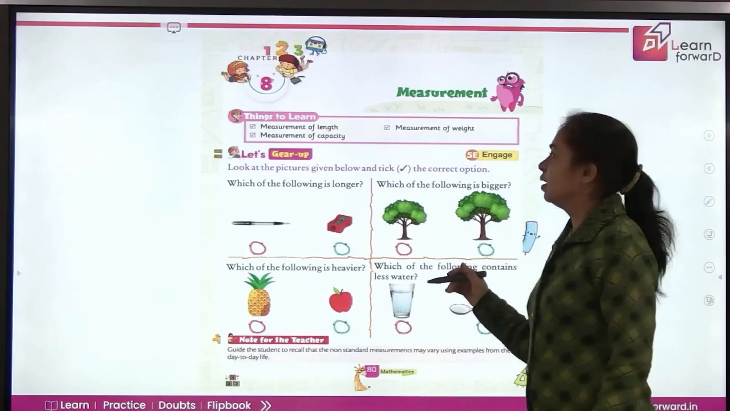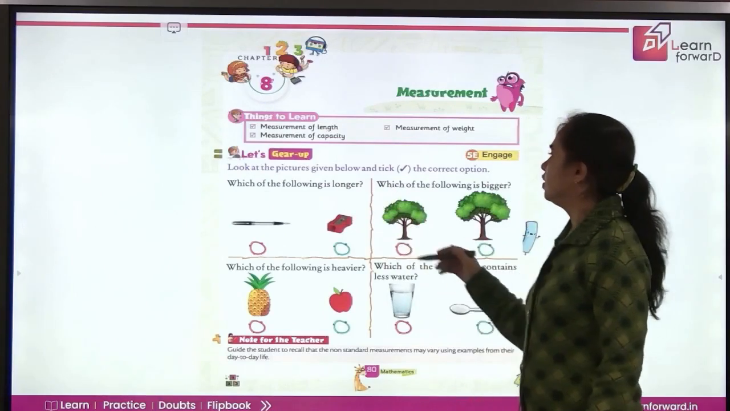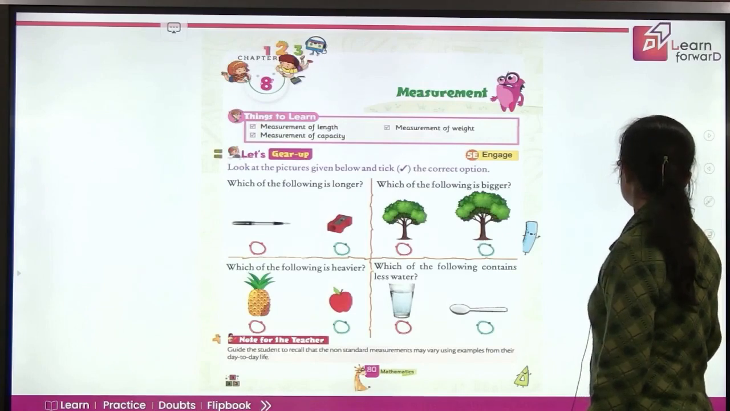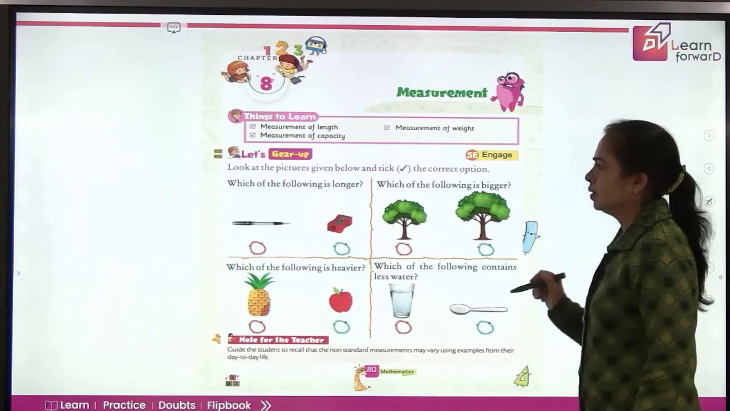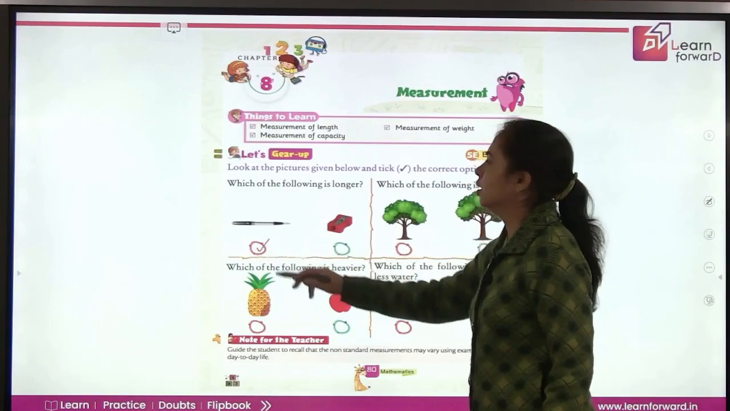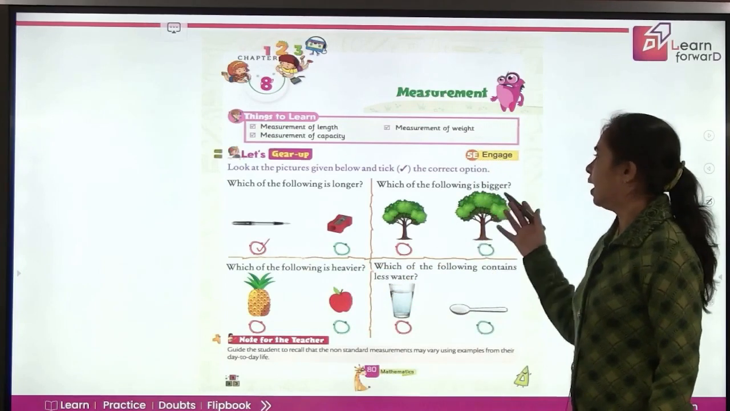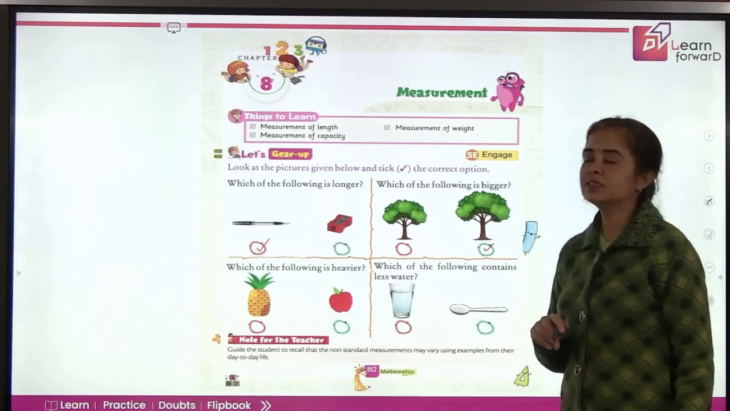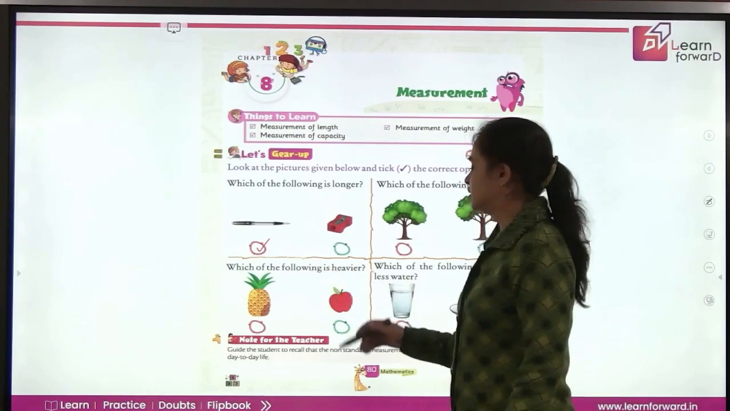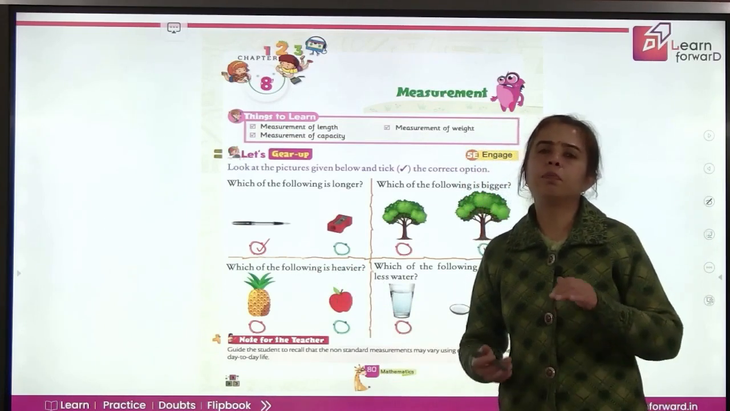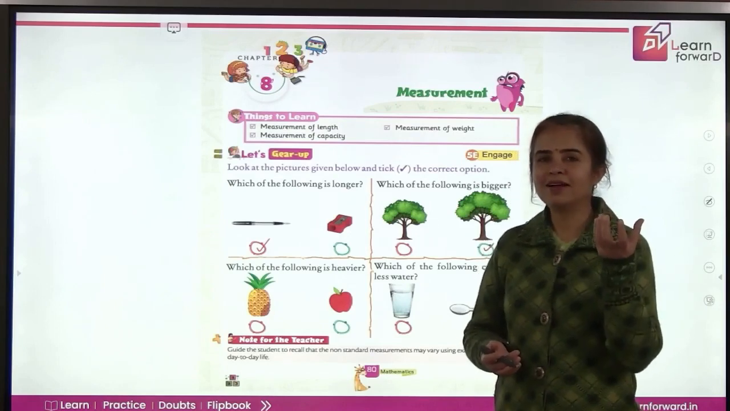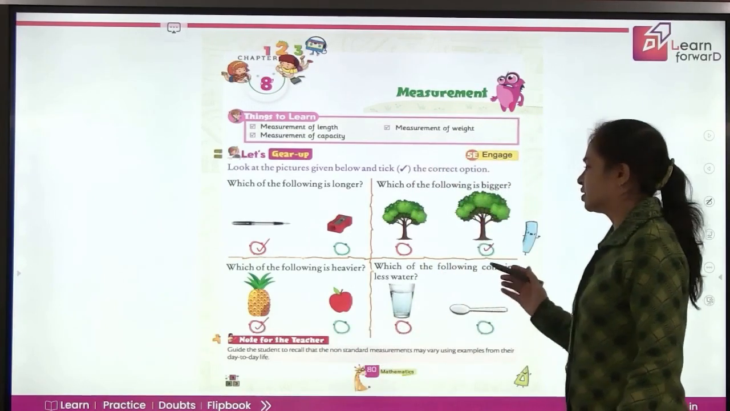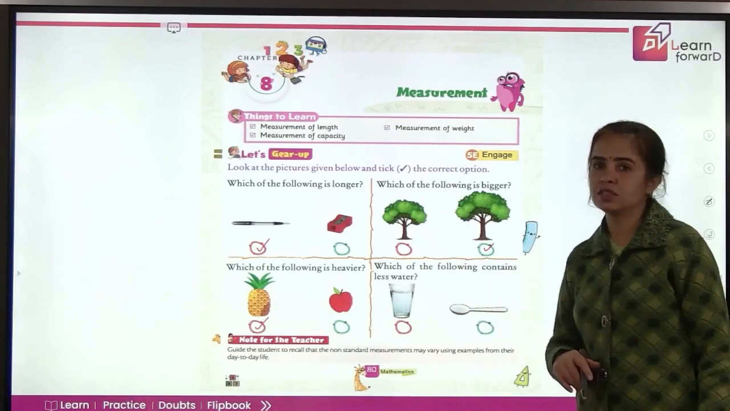So here's a gear up exercise for you. Look at the pictures given below and tick the correct option. Which of the following is longer? Can you tell me? Exactly. Your pen is longer. And which of this is bigger? True. This one is correct. Which of these is heavier? What do you think? A pineapple or an apple? A pineapple is heavier. And then which of these contain less water?